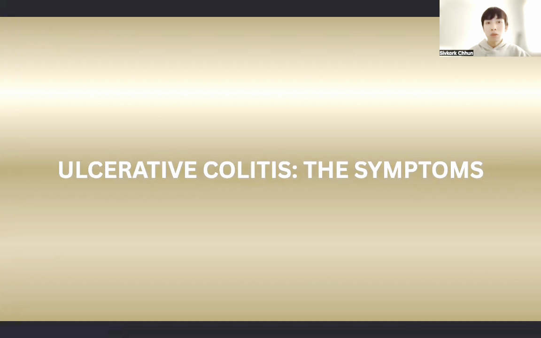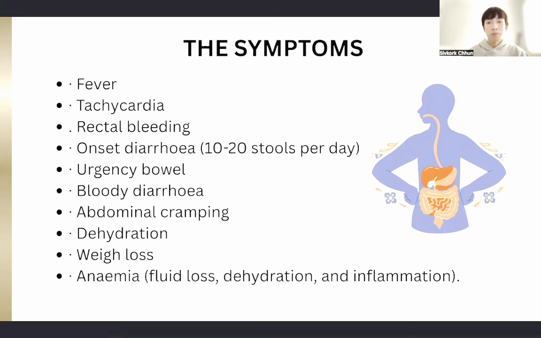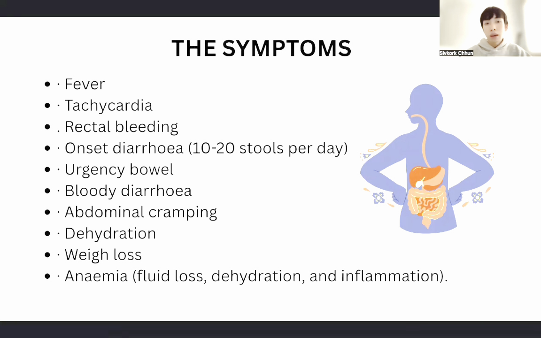So what are the symptoms of ulcerative colitis? We know ulcerative colitis causes inflammation. So the symptoms involve fever, tachycardia or fast heartbeat, rectal bleeding, onset of diarrhea, usually 10 to 20 times per day, or urgent bowels, bloody diarrhea, abdominal cramping, dehydration because of the diarrhea and loss of water, weight loss, and anemia, which is the loss of red blood cells because of the fluid loss, dehydration, and inflammation trigger.